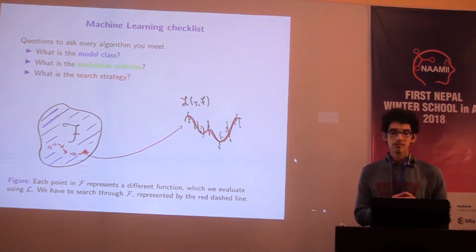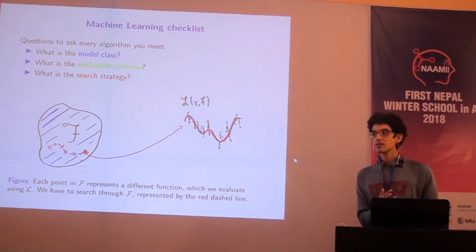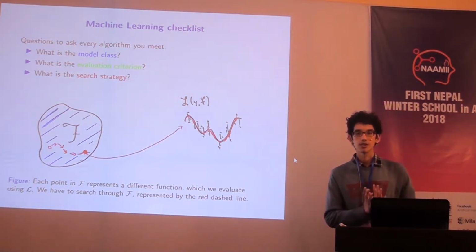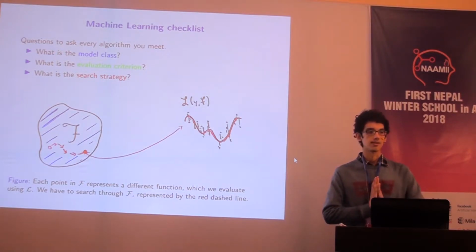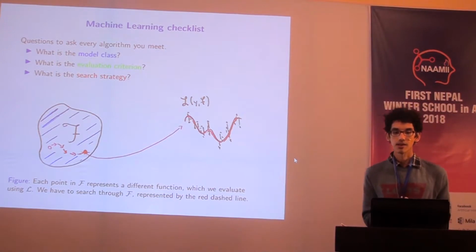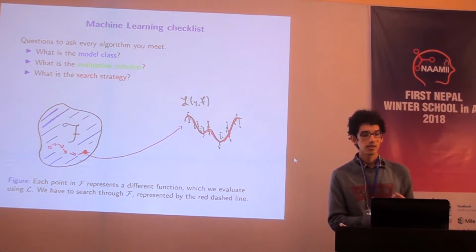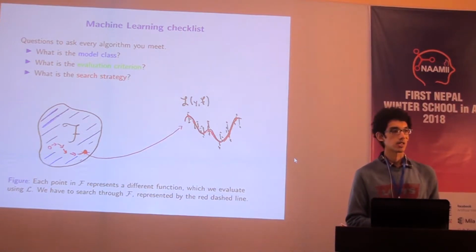Okay. So before getting exactly into how that unification takes place, I think it's useful to lay out how I think of every single machine learning model. It doesn't matter who's designing it. There are always three questions you have to ask. The first is, what is the model class? The second is, what is your evaluation criteria? And the third is, what is your search strategy?